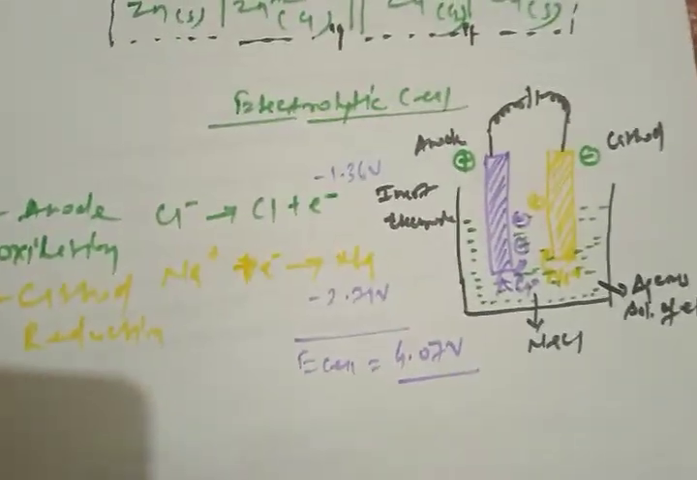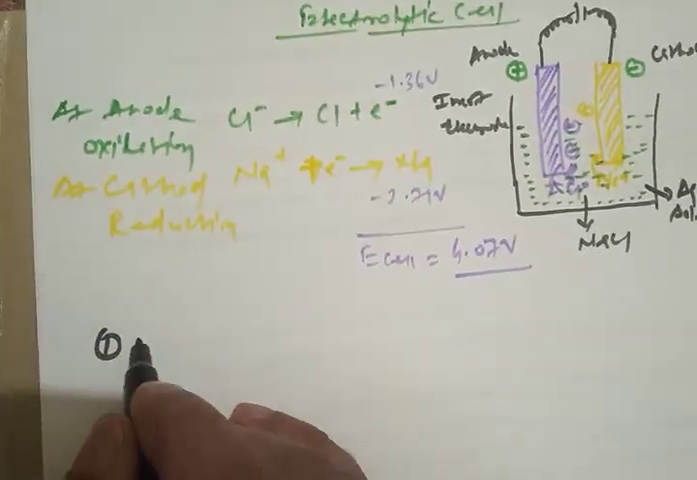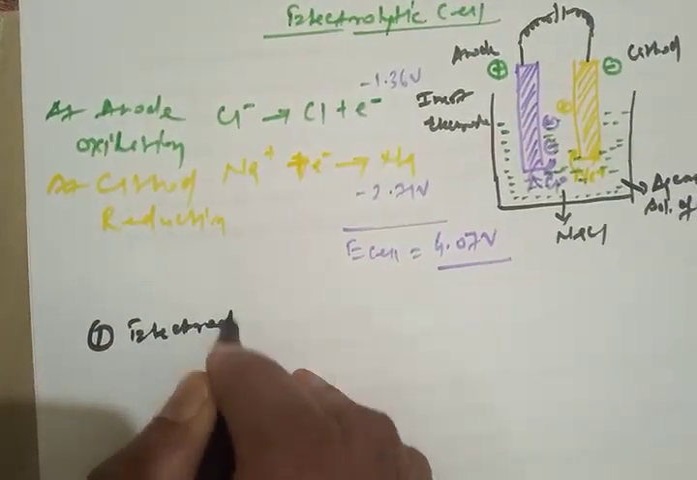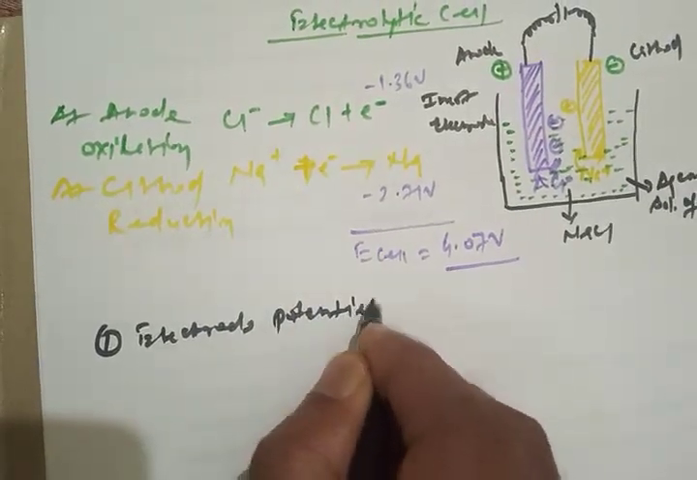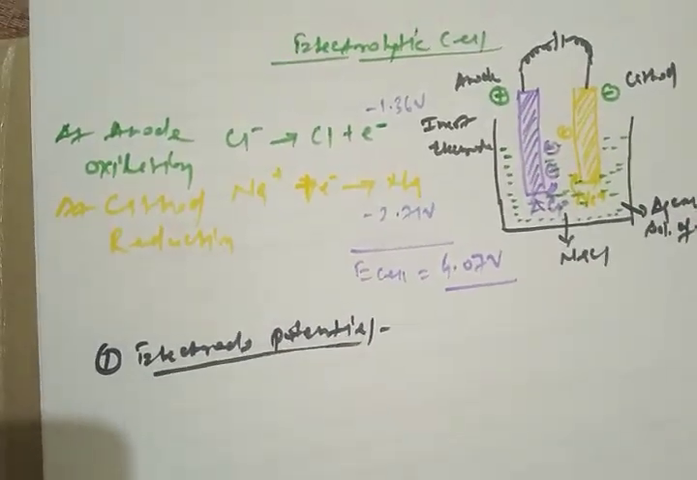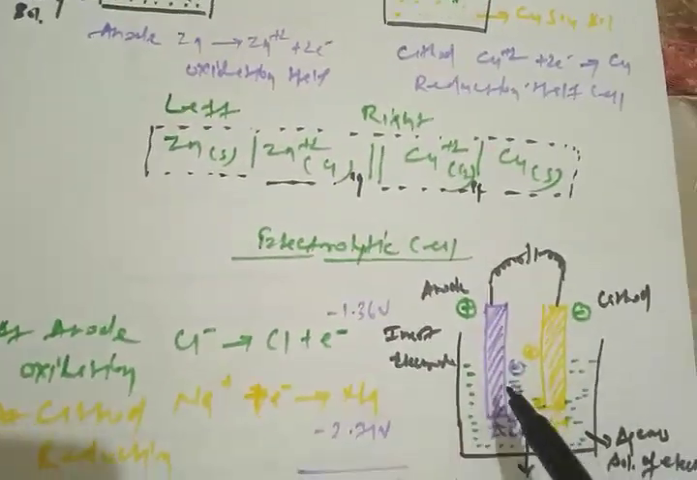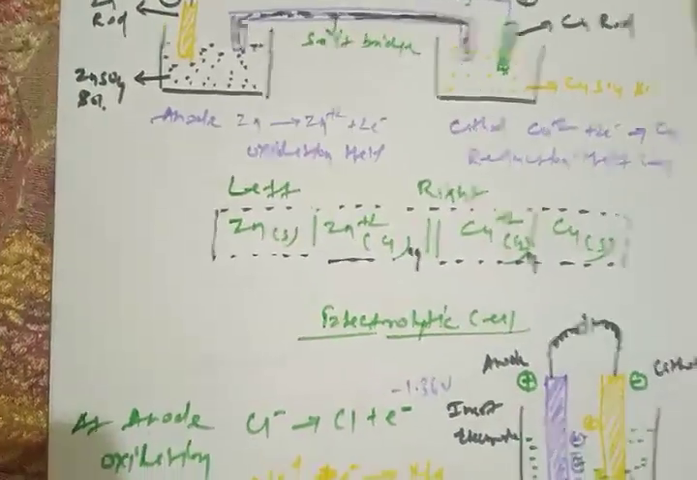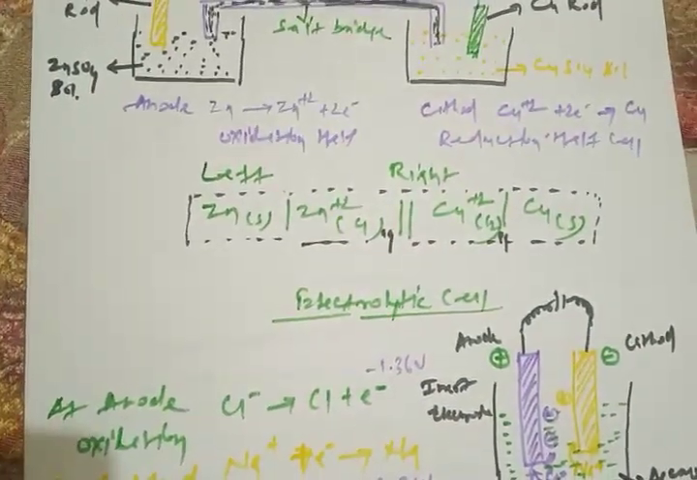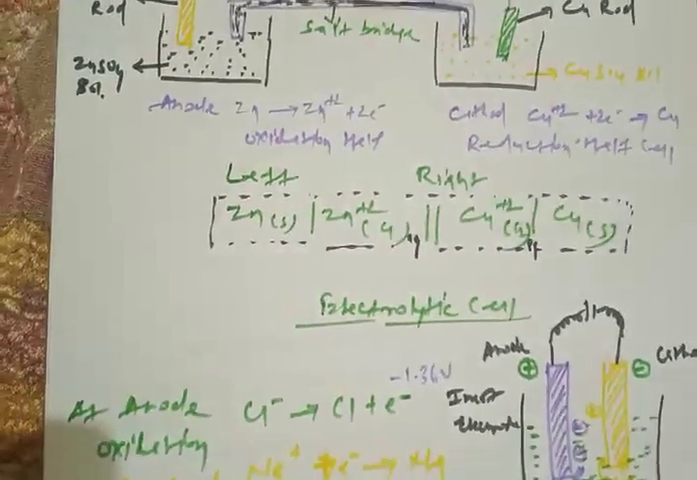So the first is electrode potential. What do we mean by electrode potential? Electrode potential is the tendency of an electrode to gain or lose electron. This is an electrode. So what is the tendency of this electrode to gain or lose electron when it comes into contact with its own ion in the solution?